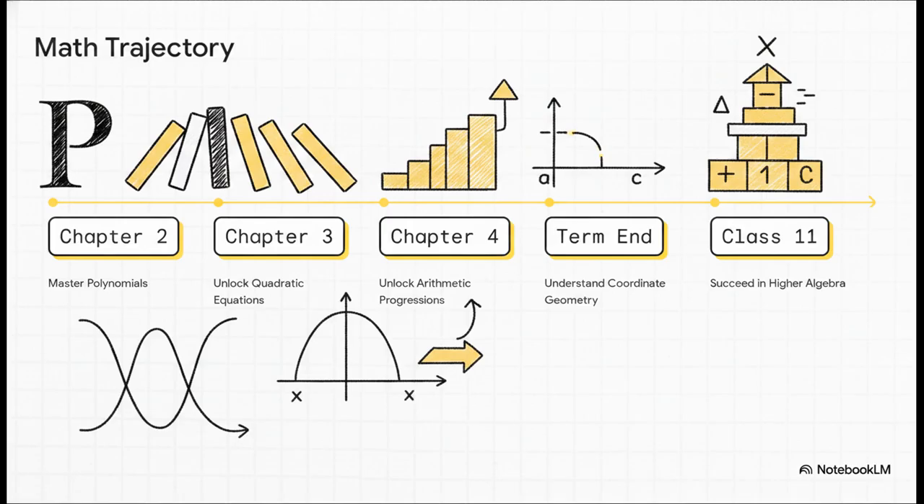Chapter 4 on arithmetic progressions, that completely relies on this logic too. Later in the term, coordinate geometry is going to require you to understand how graphs and equations interact. And looking ahead to Class 11, higher algebra just assumes you already know all of this perfectly. This is the one domino that sets everything else in motion.